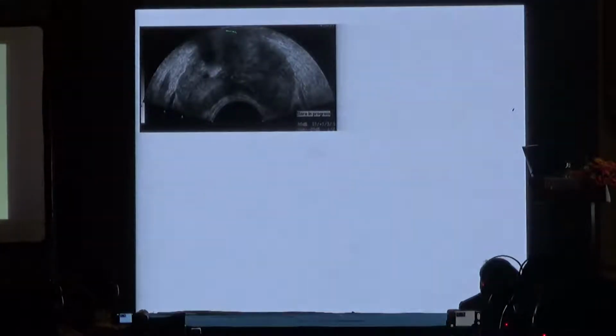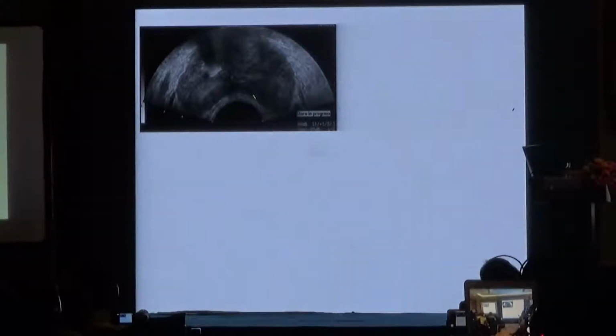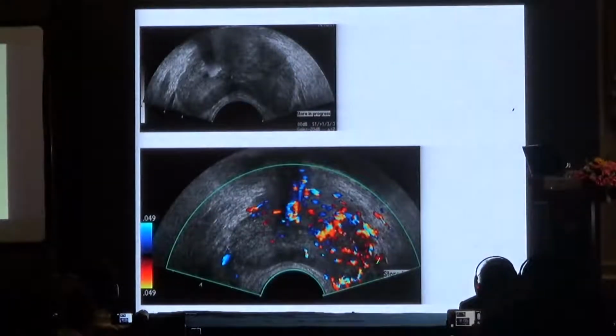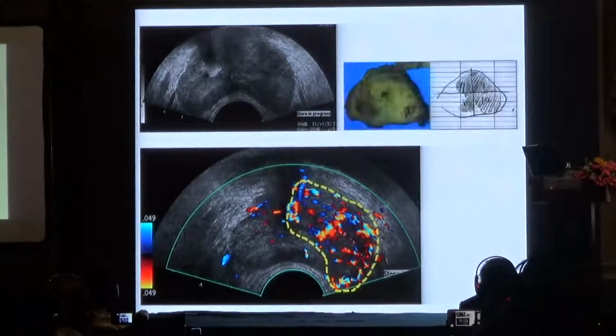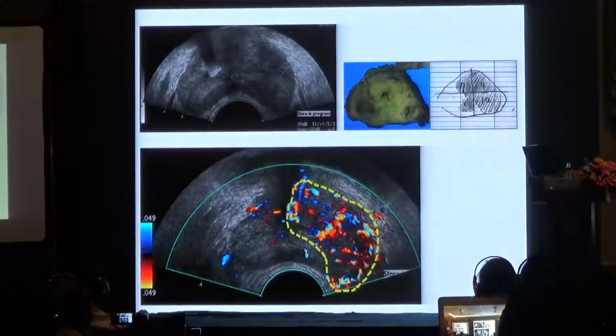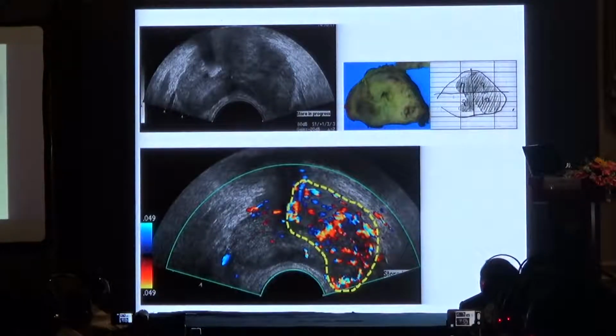Let's see this case. A little bit larger prostate. Here's some calcification. Here are ill-defined areas of hypoechogenicity. And here with Doppler, there's definitely vascularity around here. And it is well correlated with pathological mapping. So these Doppler ultrasound findings well demonstrate the extent of the tumor within the prostate.